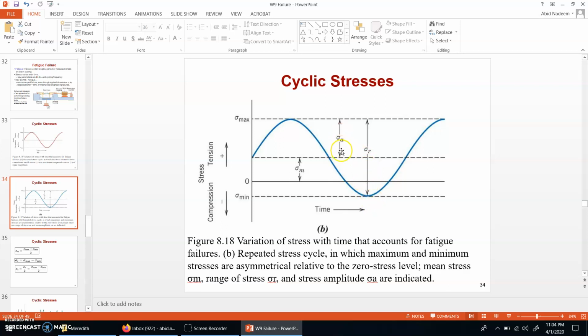And the amplitude, this is another quantity over here, which is called the amplitude. Amplitude can also be determined. Amplitude is this, sigma a.